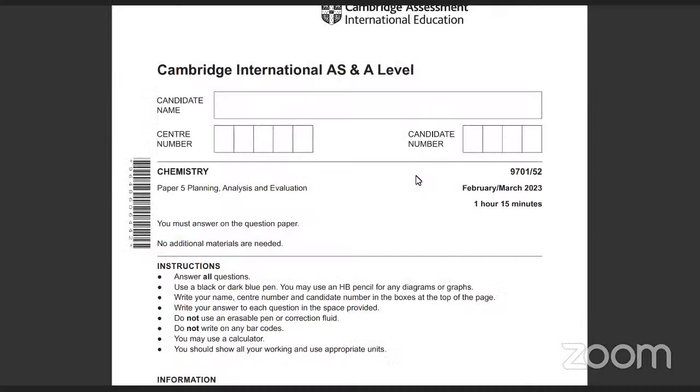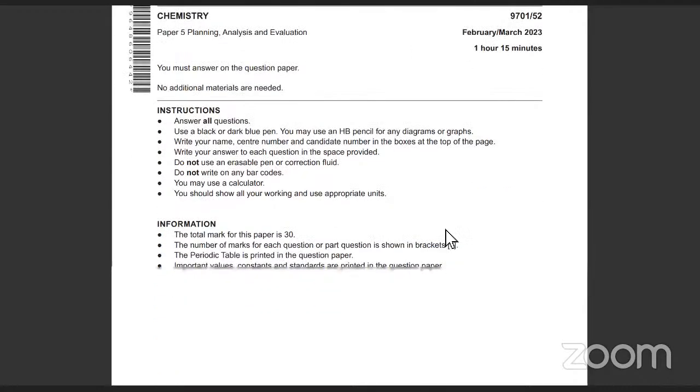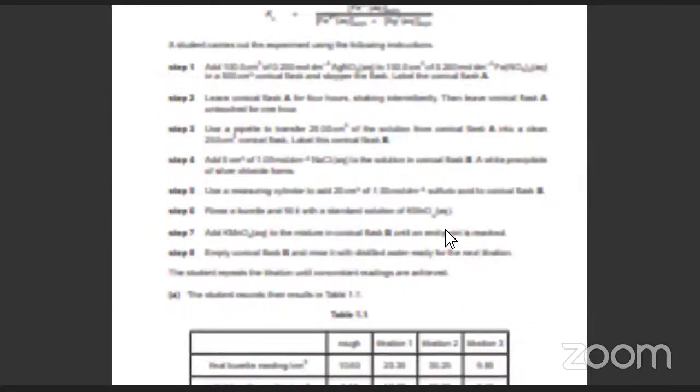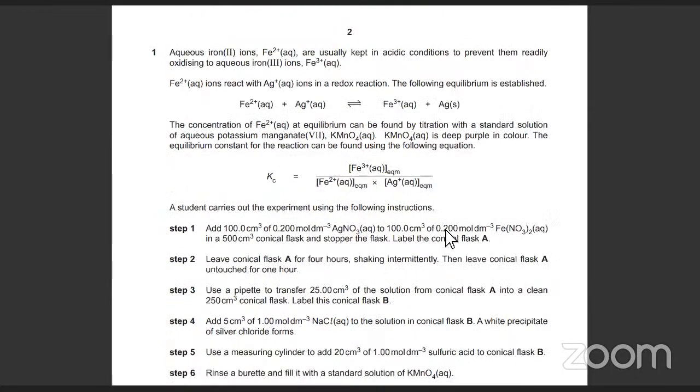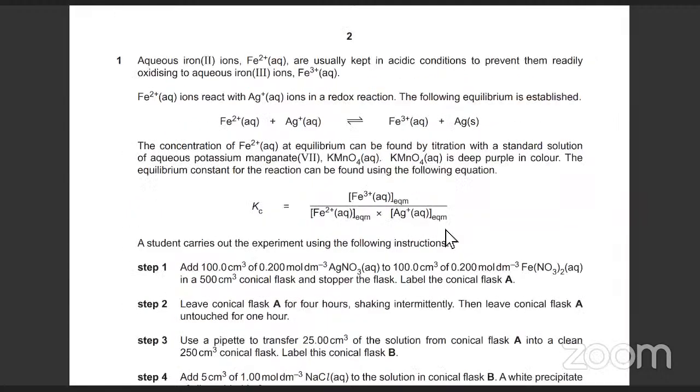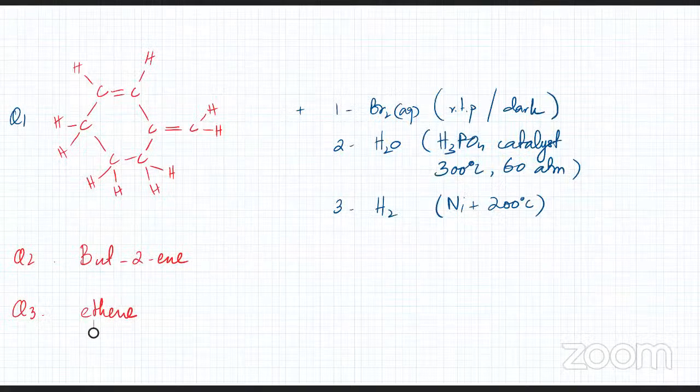Yep, this one. So starting with this paper, February, March 2023, paper 5-2. The first part of the question is that they have a reaction. And in that reaction, you've got, let me open this as well, just a second.